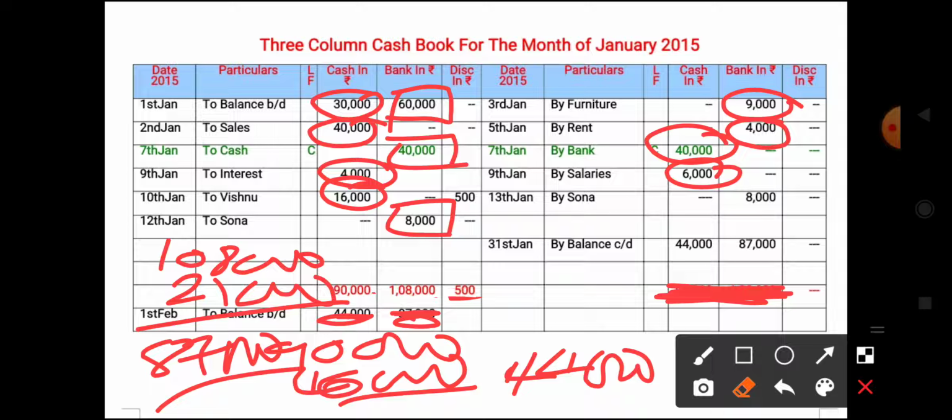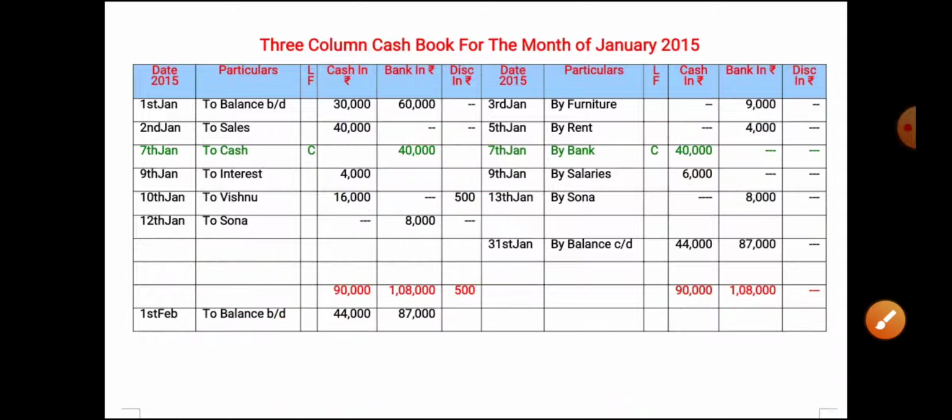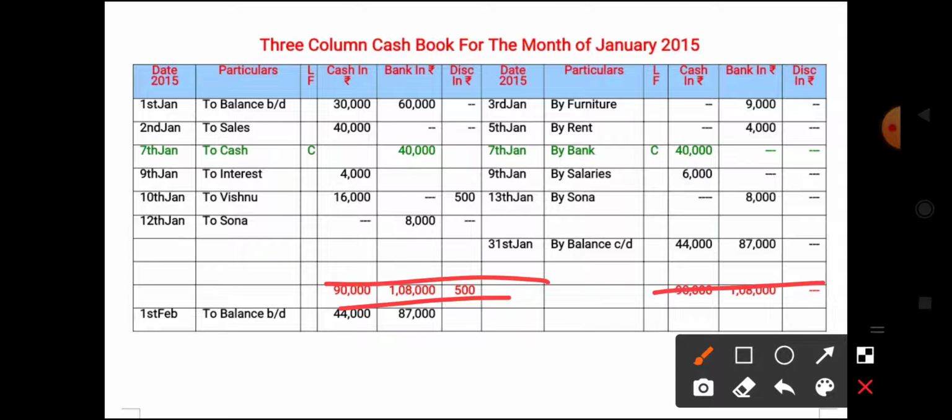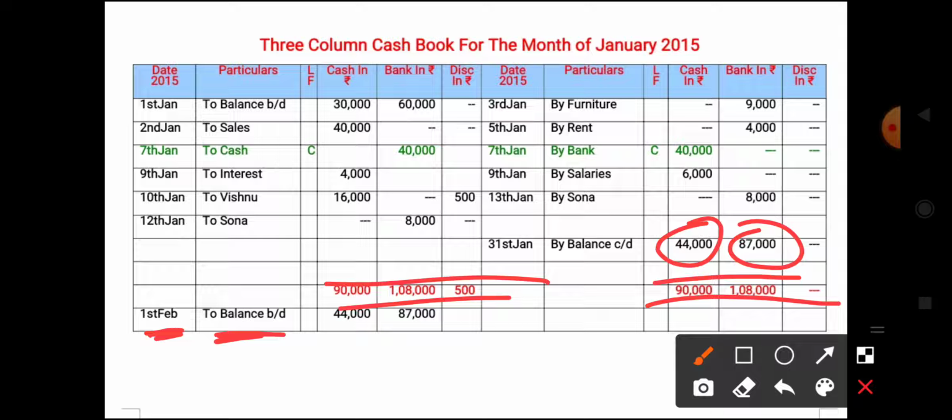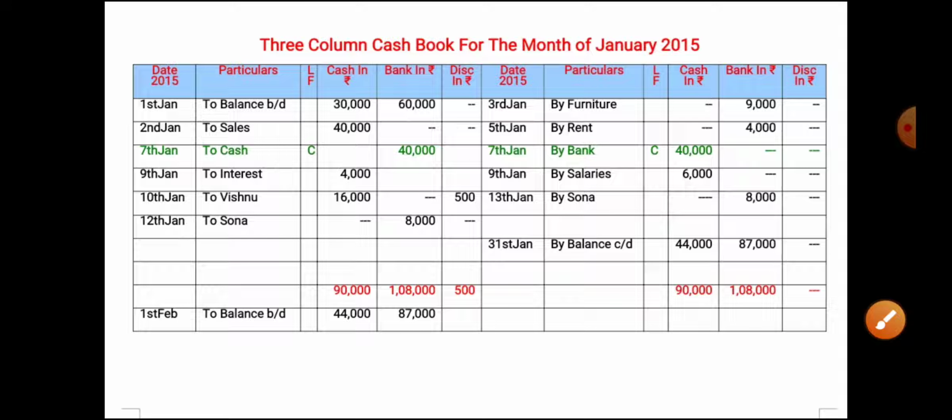And discount column, please remember, at the end discount column is just totaled. So here we have total of the discount column. Here there is no amount in discount, so credit side nil. Same things will appear on the credit side of the column as balancing figures. This is our credit done. These balances carried down will be opening balances for next month. So 1st February, to balance brought down, 1st February, to balance brought down, 44,000, 87,000. Here ends the answer.